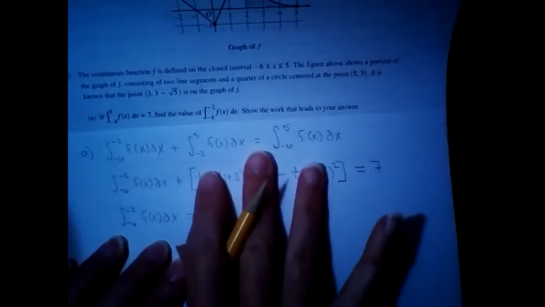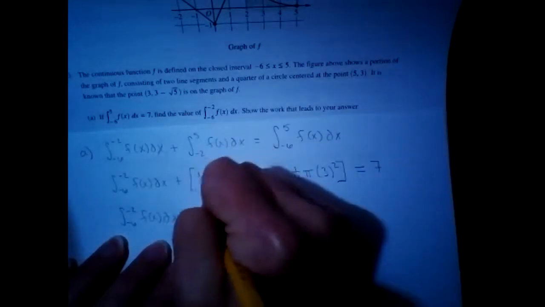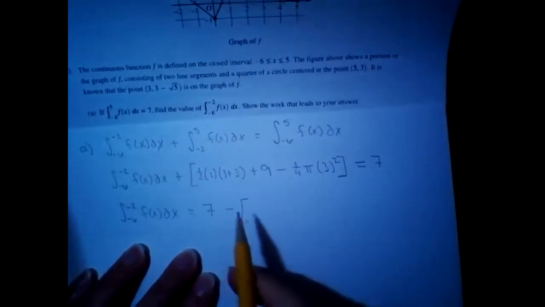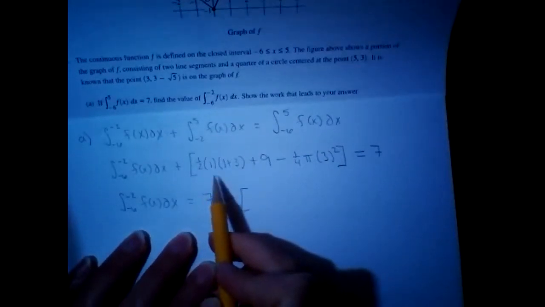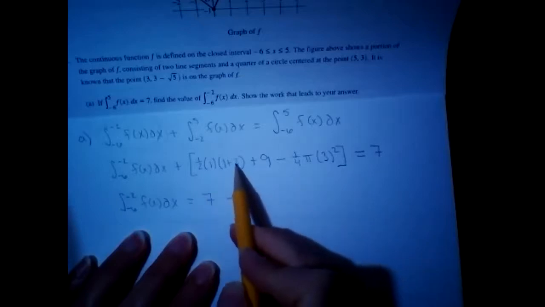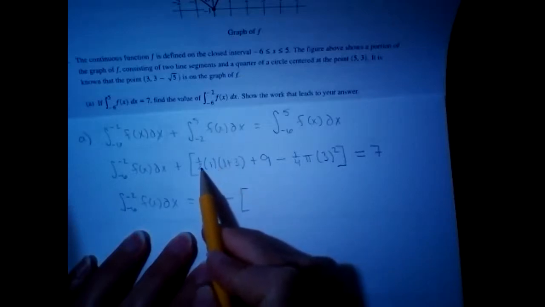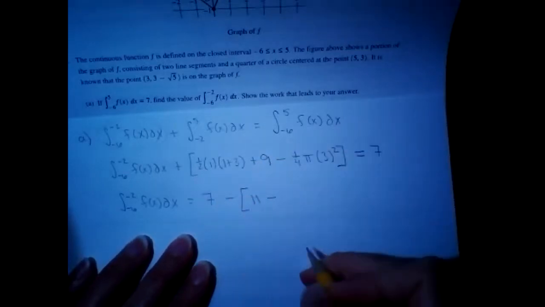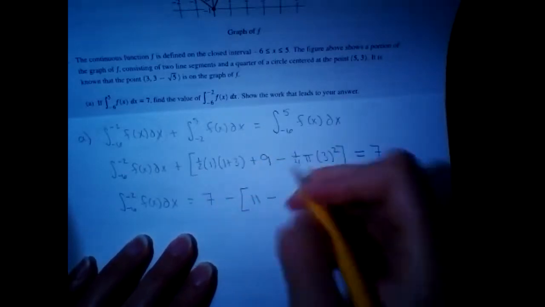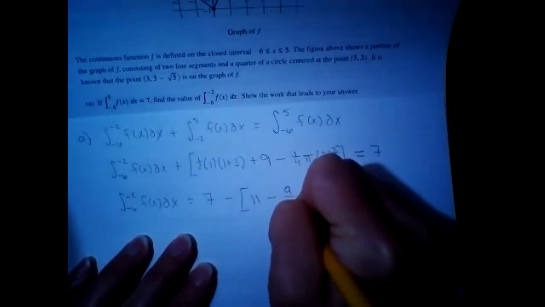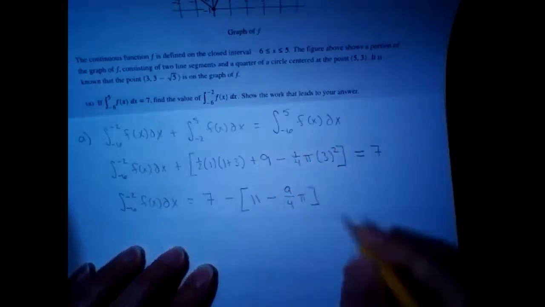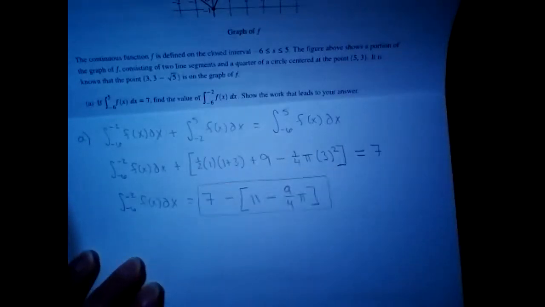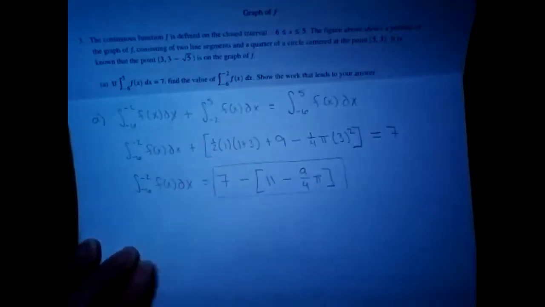And so we're going to take this whole thing in the brackets and subtract it over. So it's going to be 7 minus all of that. You can copy it exactly like it looks, but I'm going to clean a little bit of this up just for the sake of not having to write it all again. 3 plus 1 is 4. Half of that is 2. 2 plus 9 would be 11. And then minus, this would be 9/4 pi. Again, you can copy it exactly like it looks, but I just cleaned it up.